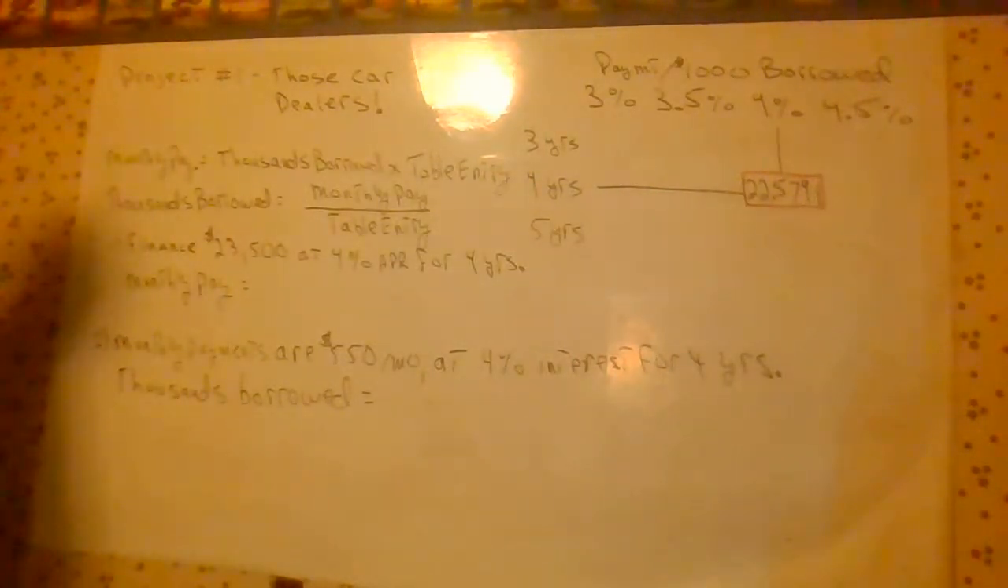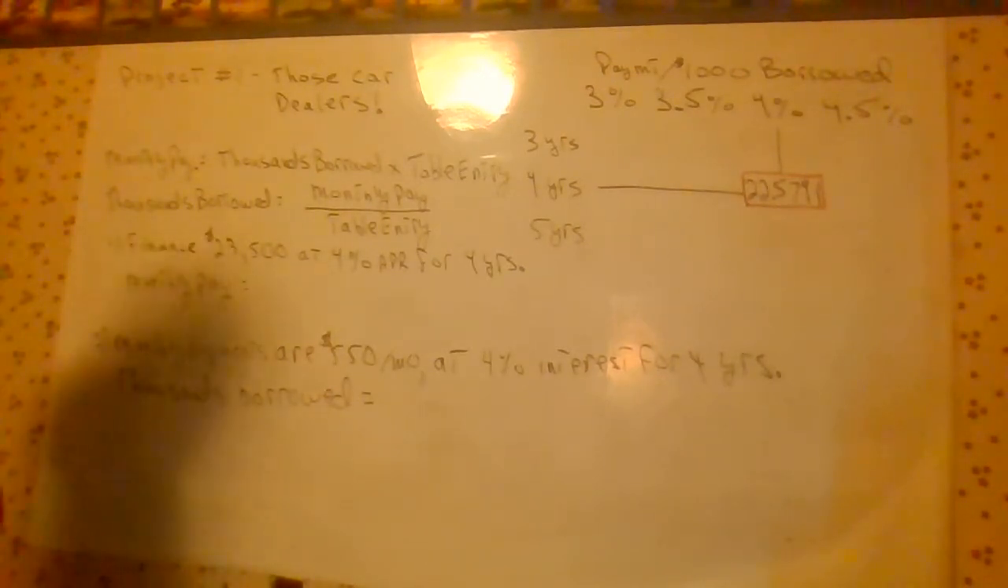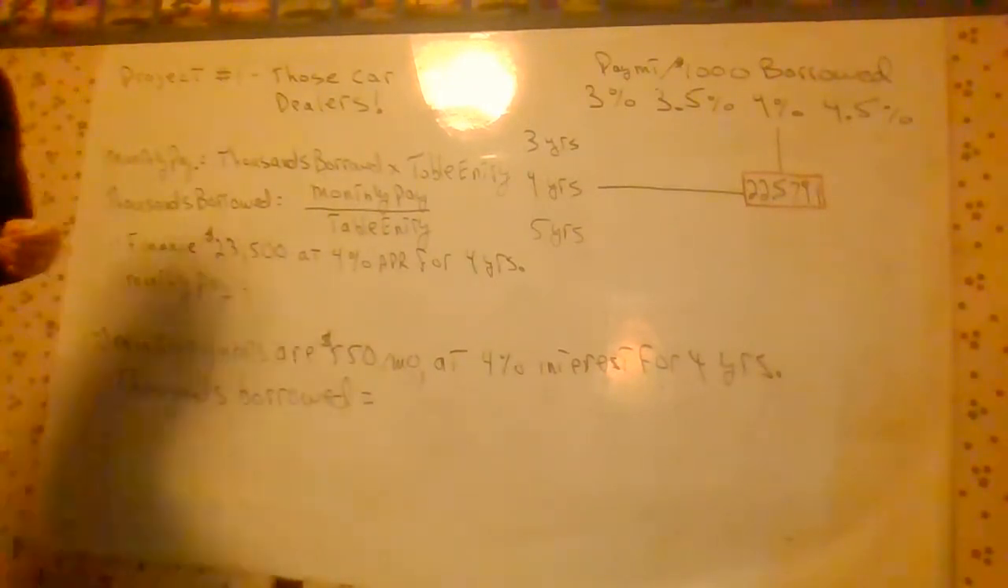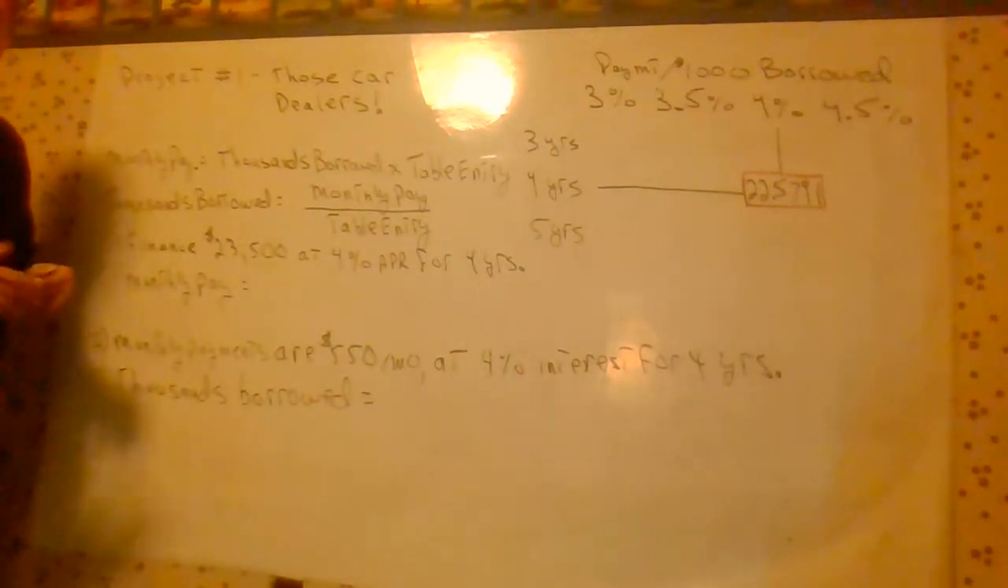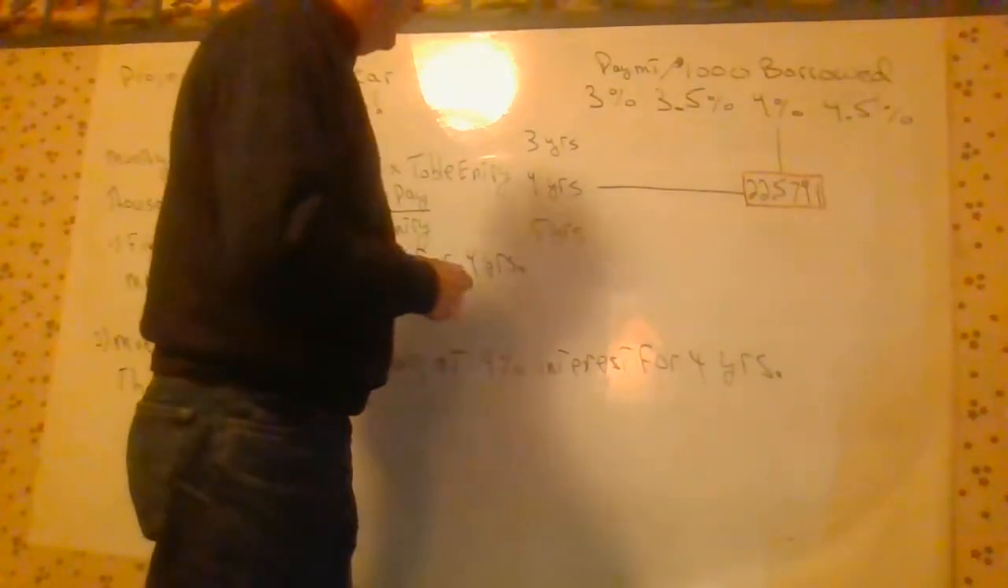Project number one, those car dealers. This project is going to encompass finding payments on a loan in a simple fashion, or possibly finding how much you can borrow or how much you did borrow. We can certainly use our present value of an annuity formula, but there's an easier way. We're going to use a table.